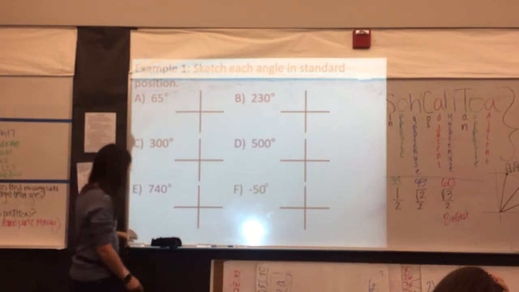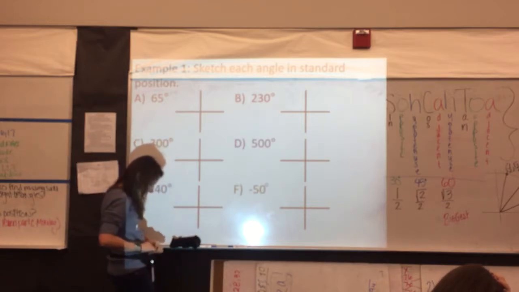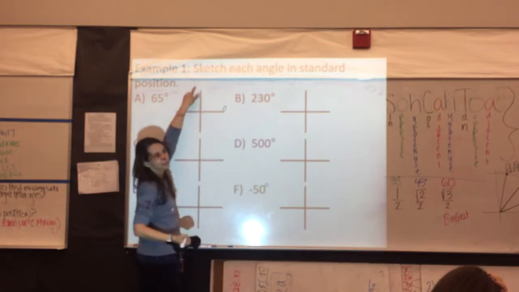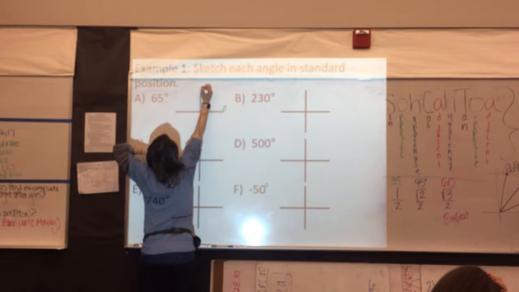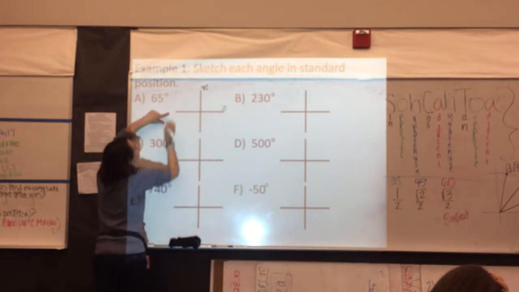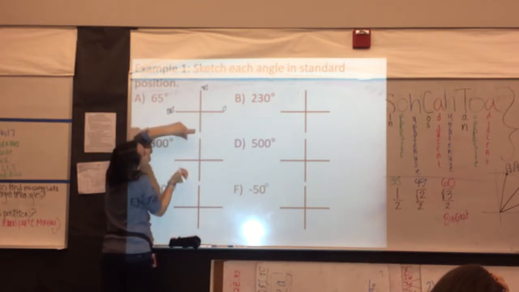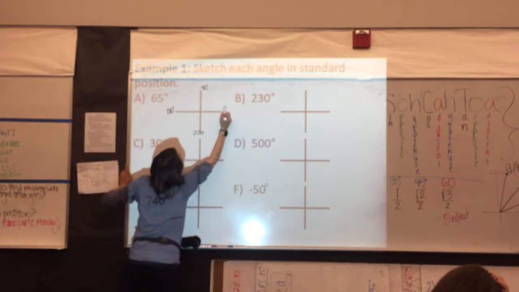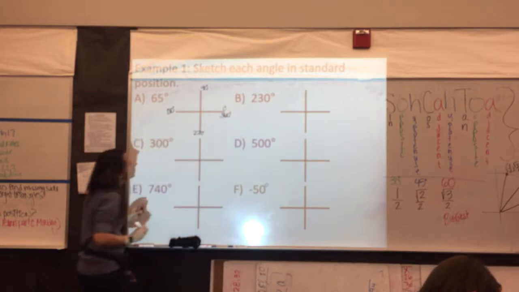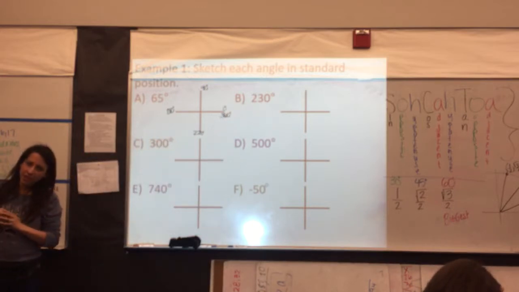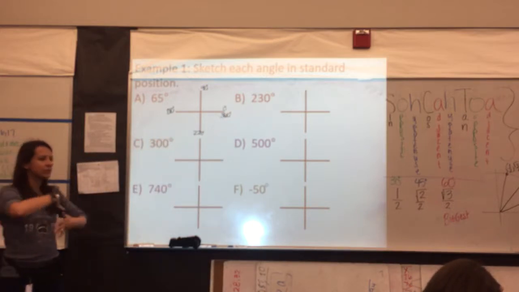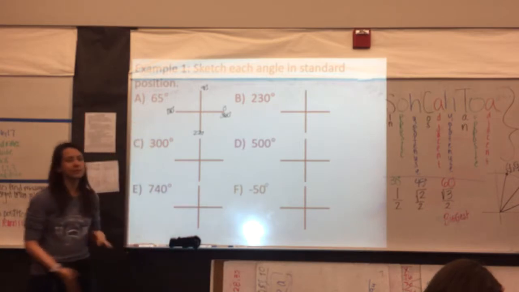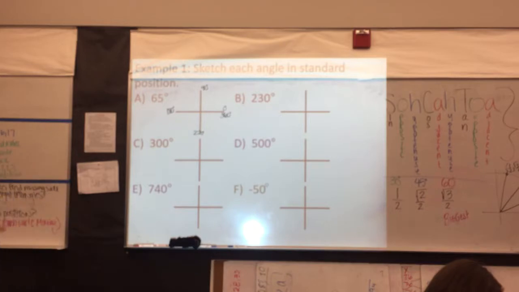Notice, if I put a 0 here, what's this one? 90. What's this one here? 180. What's this one here? 270. And this one, if I go all the way back around? 360. Okay. So those are the 5 main angles, but 0 and 360 end up in the same spot. So it divides the angles into 4 categories.